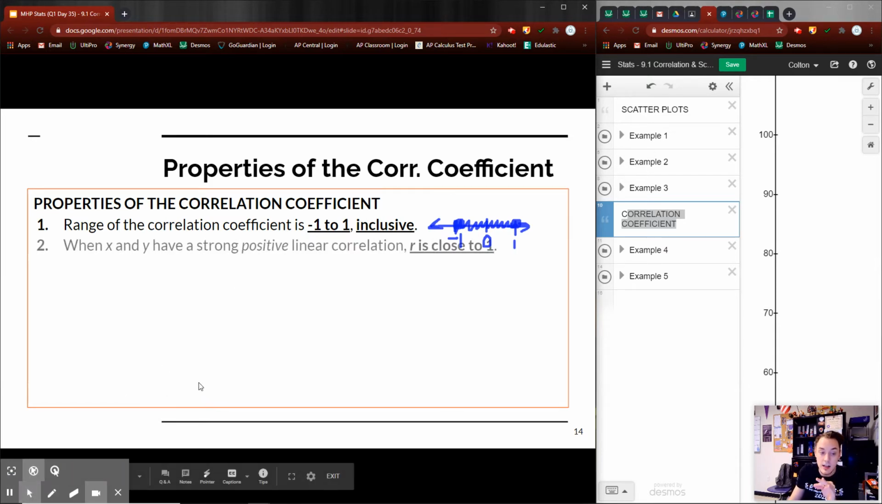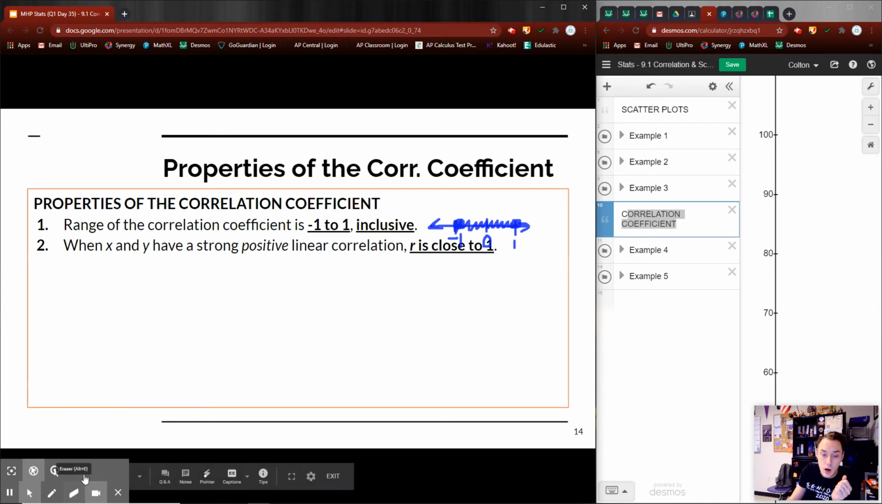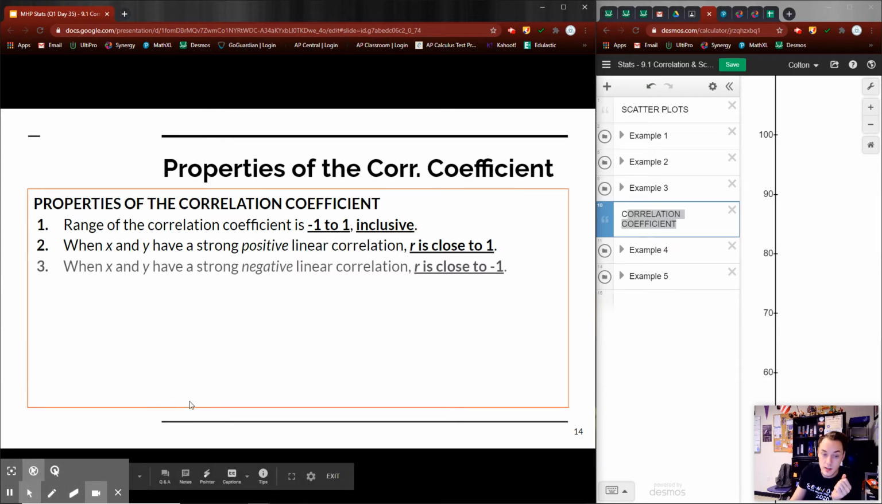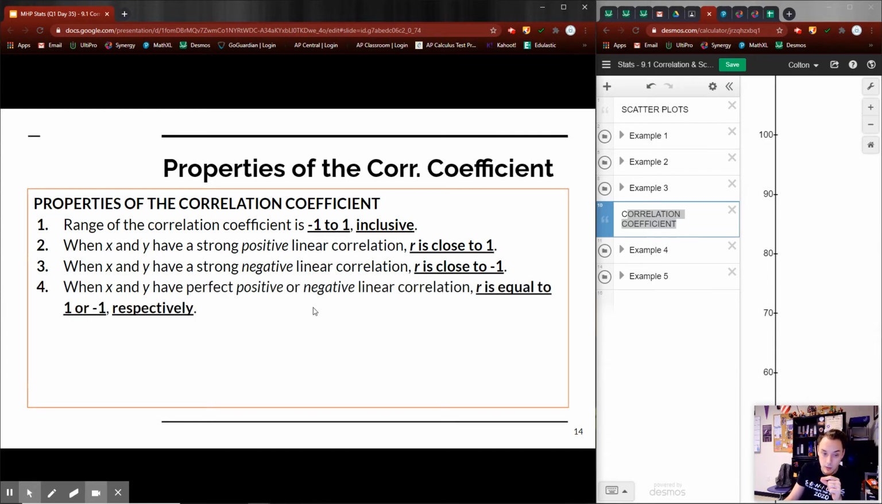I need to stress that. Now, when X and Y have what's considered a strong positive linear correlation, R is close to 1. So it's close to positive 1. When they are said to have a strong negative linear correlation, it's close to -1. When X and Y have a perfect positive or negative correlation, that means it's literally a straight line. It is a straight line. That means R is equal to 1 or -1 respectively.